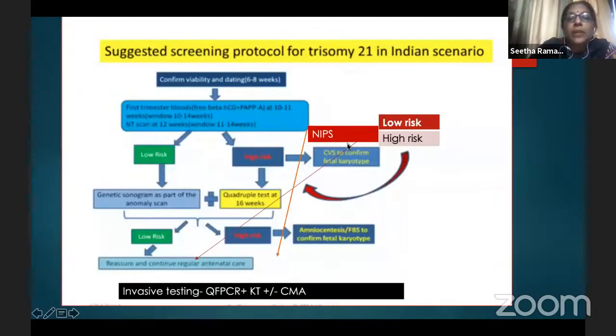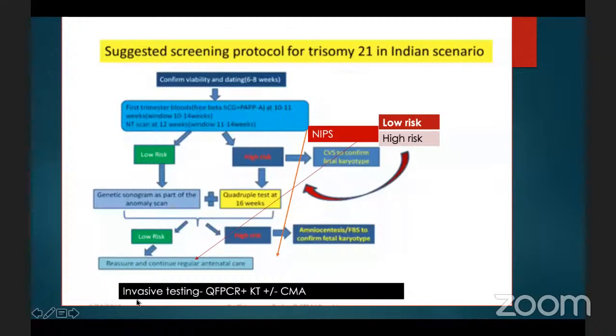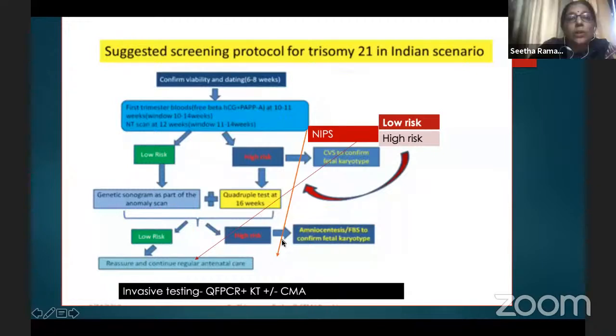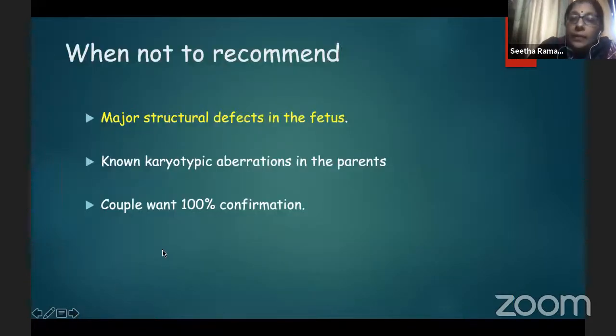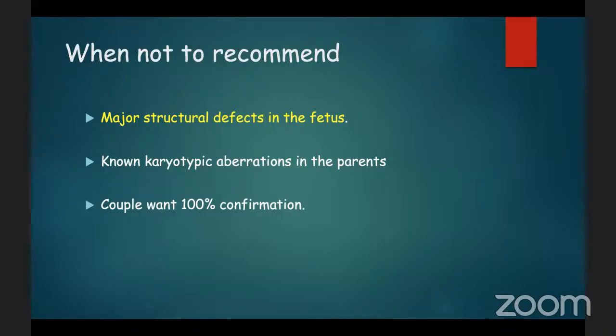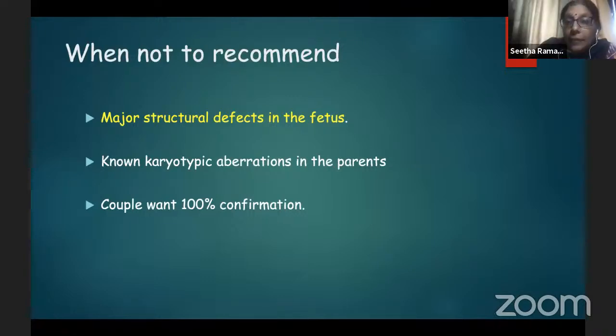So again, the suggested protocol for trisomy 21 and the Indian scenario, just an algorithm here, and then you can decide whether you want an NIPS here or you have to go ahead with an invasive testing. Another important thing to remember is when not to do this test. Very, very important, because if there are any structural defects in the fetus, even for that matter, an NT more than the 95th centile, any NT that is abnormal, any structural defect in the fetus, you should not be doing a screening test.